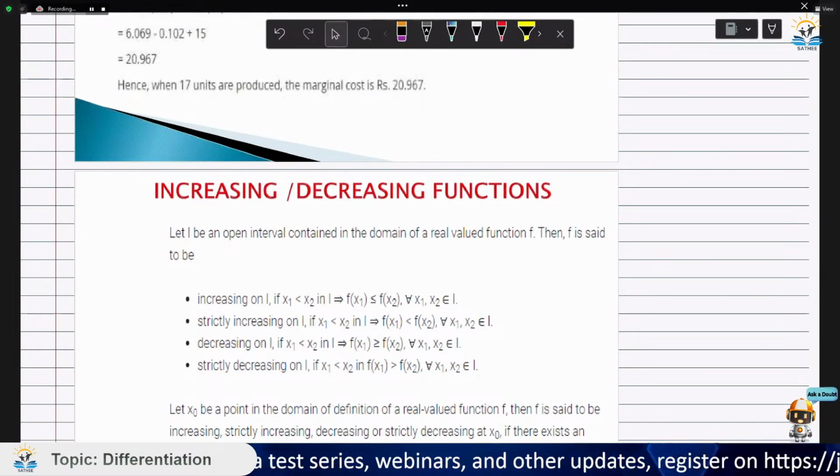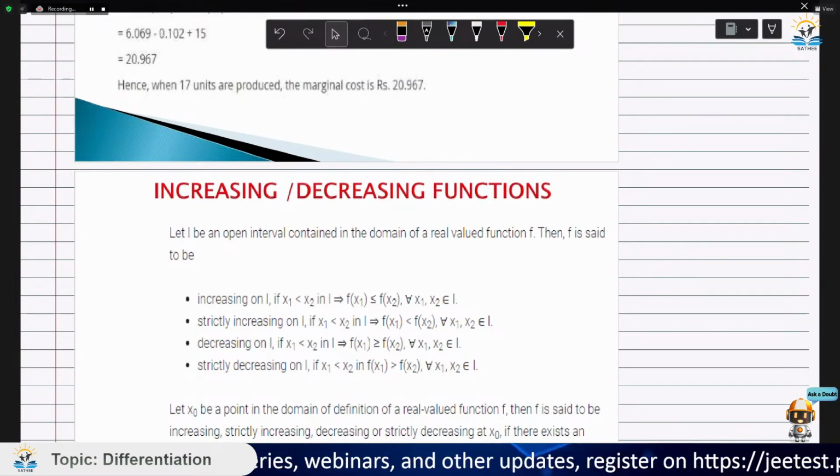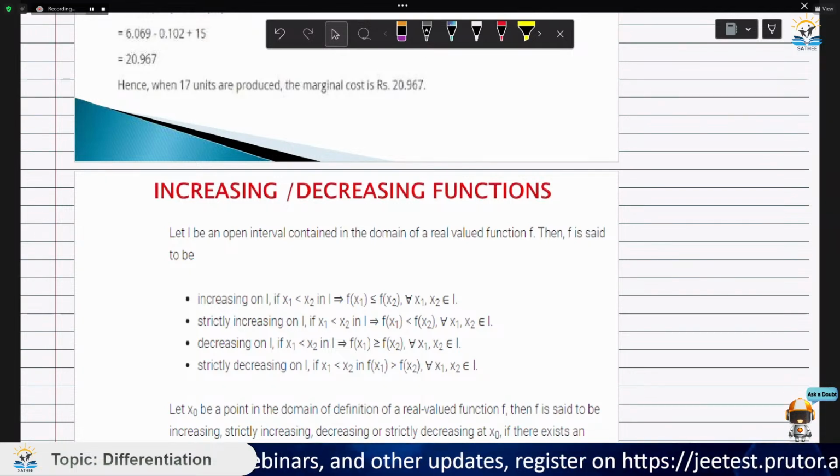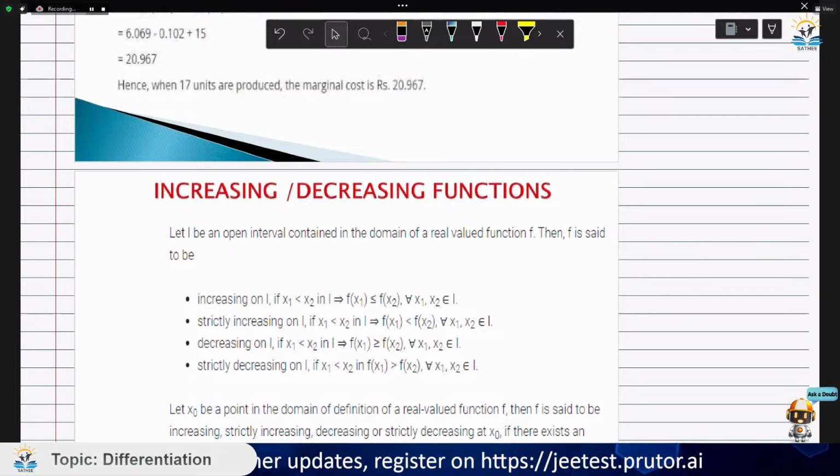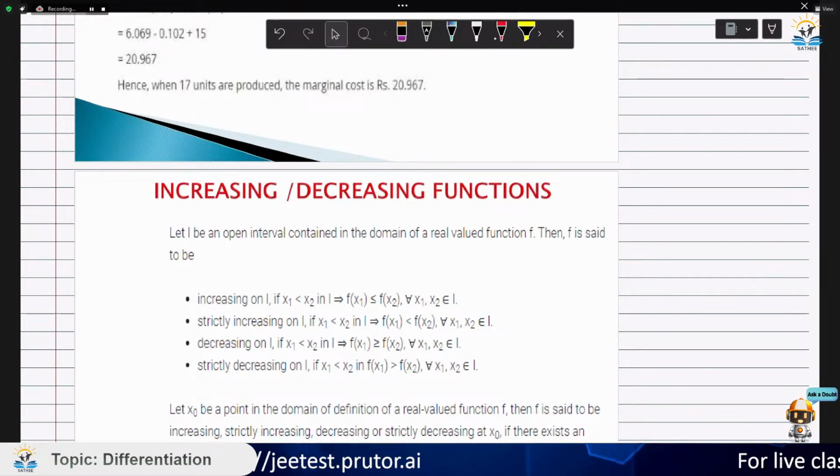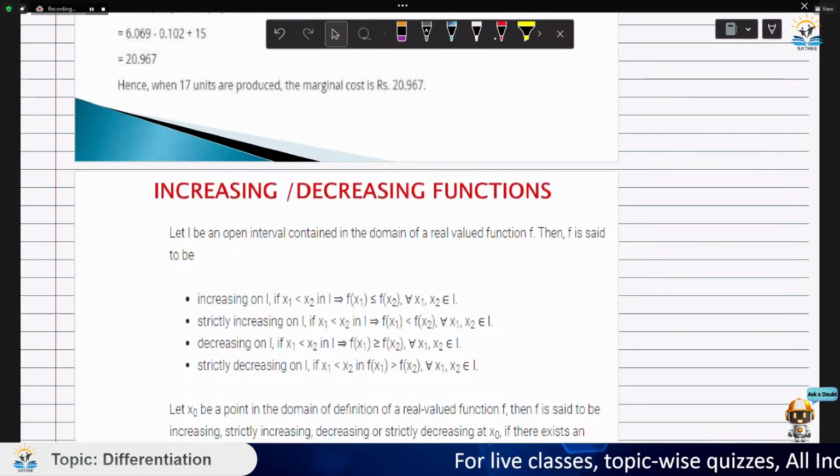Now, moving on to the next concept, we have increasing and decreasing functions. Let I be an open interval contained in the domain of a real valued function f. Then the function is said to be increasing on I if x1 is less than x2 in I implies f of x1 is less than f of x2.